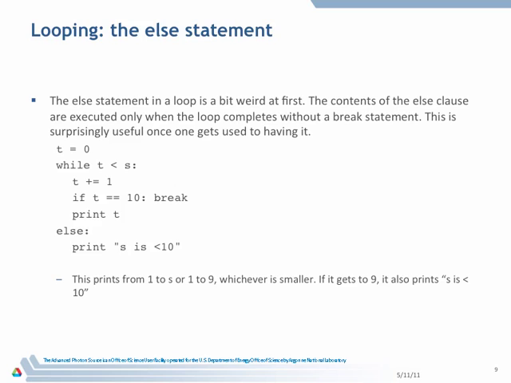So this is a nice little routine. It will print from 1 to either 5 or 1 to 9, because it'll stop here. But if it stops the loop on this test rather than on that one, then it'll also print out that statement.